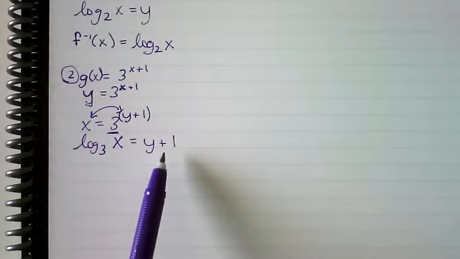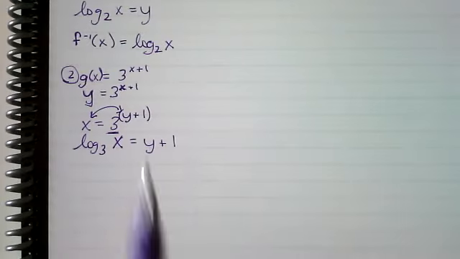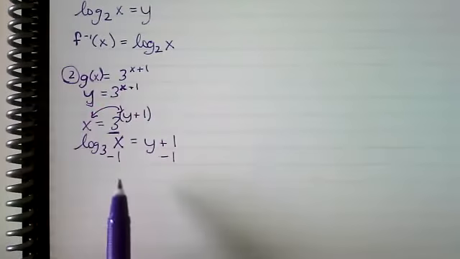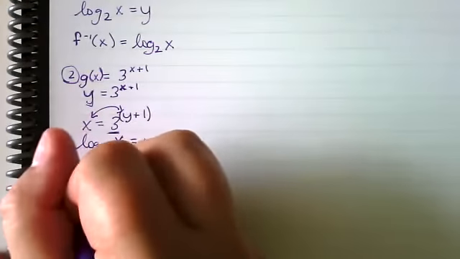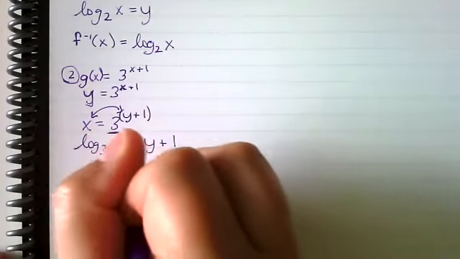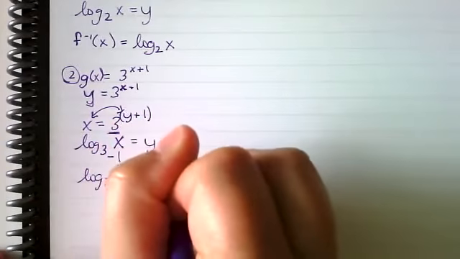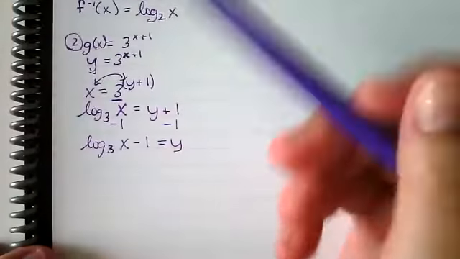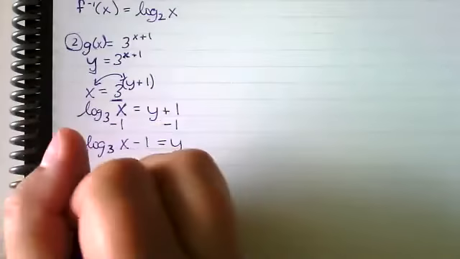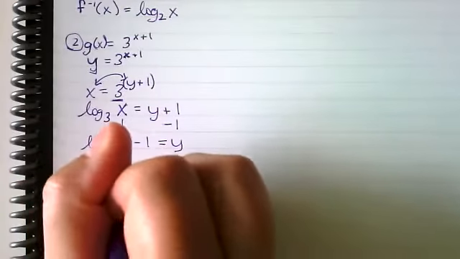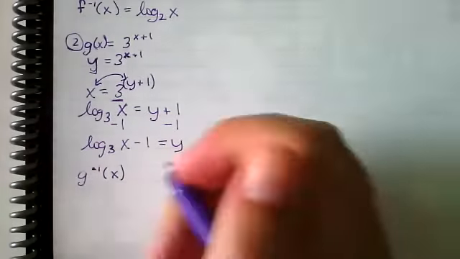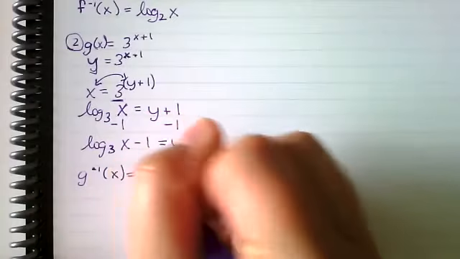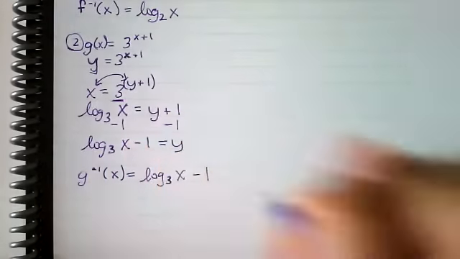Now from here, I need to get y by itself. So I've got this plus 1 hanging out that I need to get rid of. So I'm just going to subtract 1 from both sides. I can't combine this with the log, so I'm just going to write it next to it. So log base 3 of x minus 1 equals y. And then our final step is just write it in our function notation. So my function is called g of x here. So I'm going to call it g inverse of x, where I have that little -1 exponent, equals, and then I'm just rewriting this. So log base 3 of x minus 1.